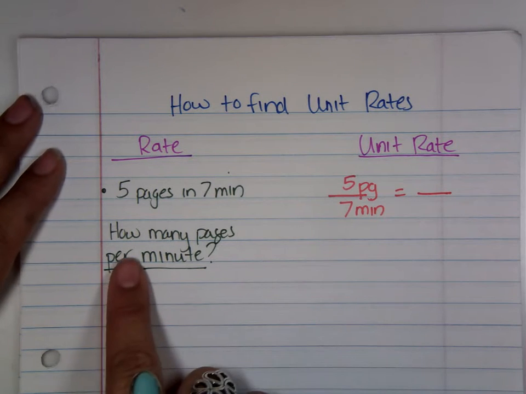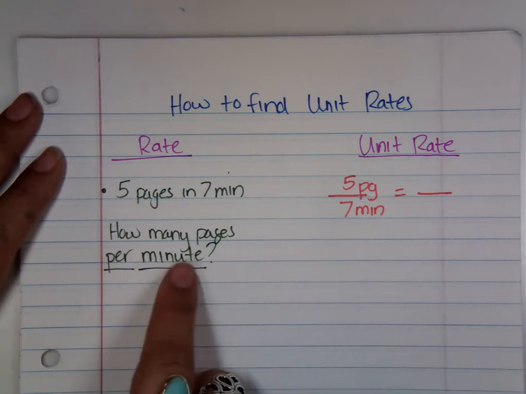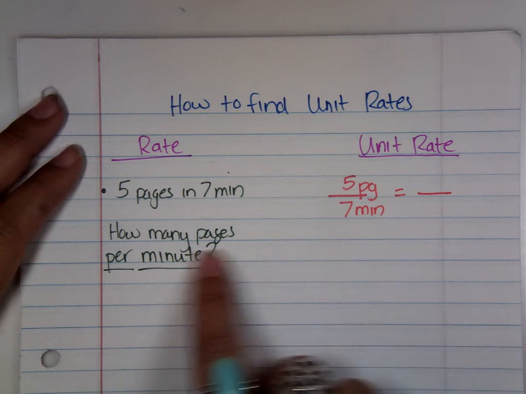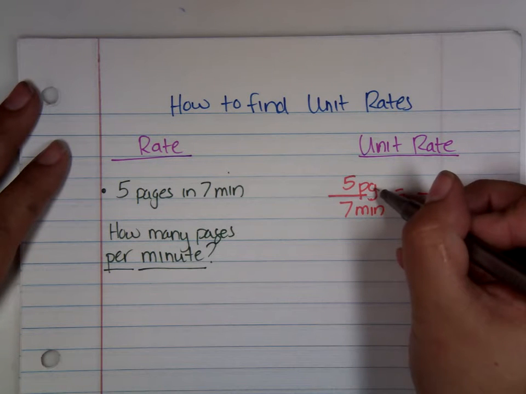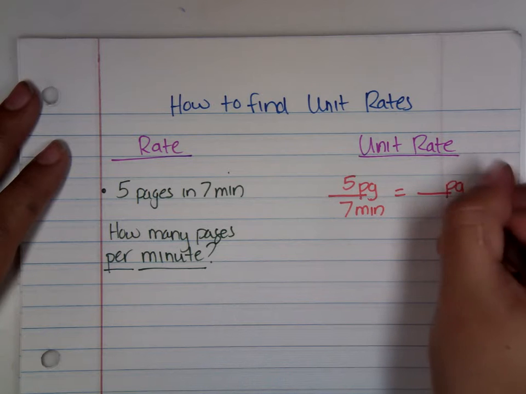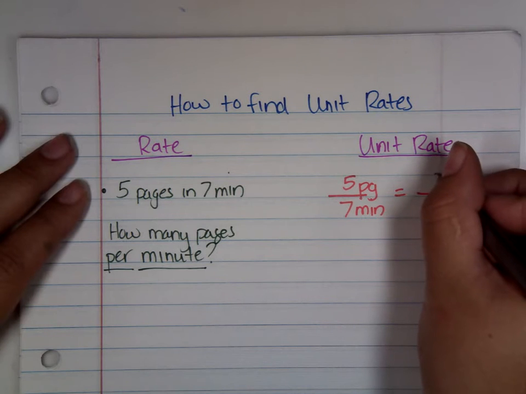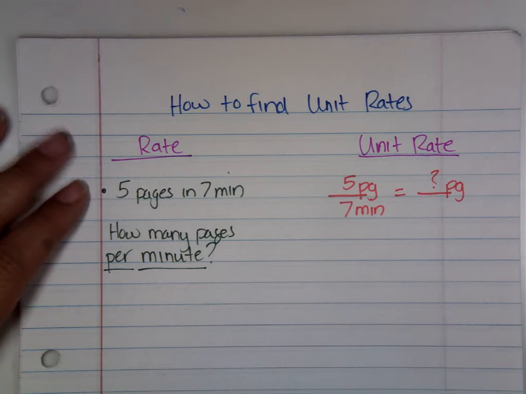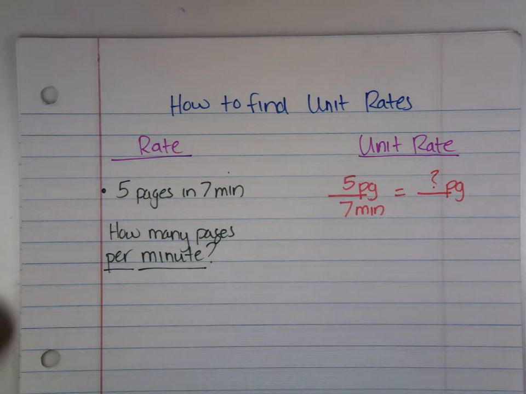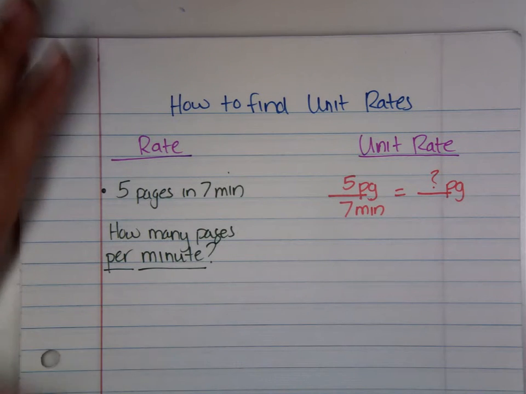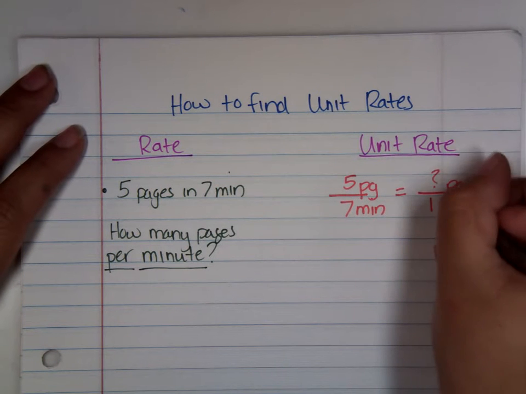So I have my other fraction bar on the other side. We're trying to figure out how many pages per minute. So, how many pages per minute? What are we trying to figure out? Well, how many pages? Since pages is on the top, pages has to be on the top on the other side. And that's what I'm trying to figure out. So I'm just going to go ahead and put a question mark for right now, or we could leave it blank. And it says how many pages per minute. Remember, per means 1, okay? It means 1. We're trying to find the unit rate, which means a single one. So we're trying to figure out how many pages we read in 1 minute.